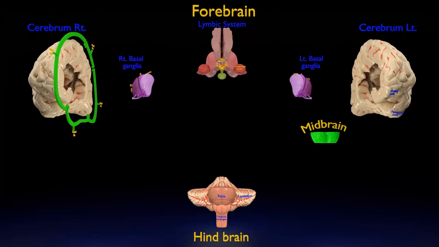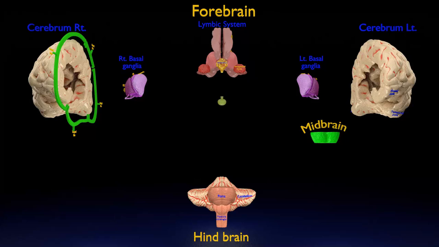The basal ganglia is a group of subcortical nuclei responsible for motor control as well as other roles such as motor learning, executive functions, emotional behaviors, addictive behaviors, and habit formation. The pituitary gland stores and releases hormones.